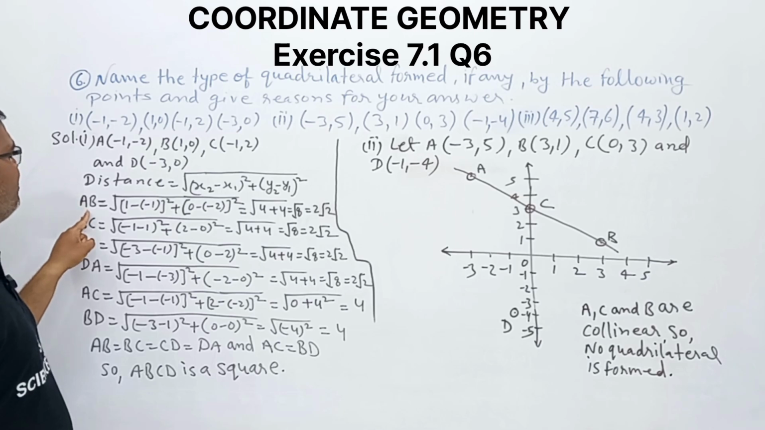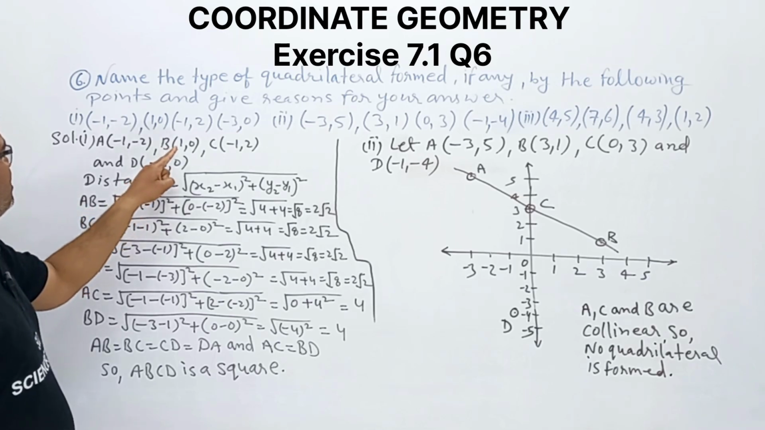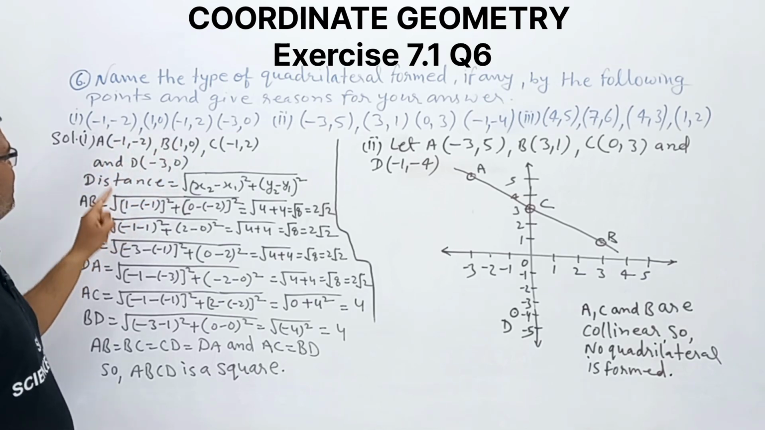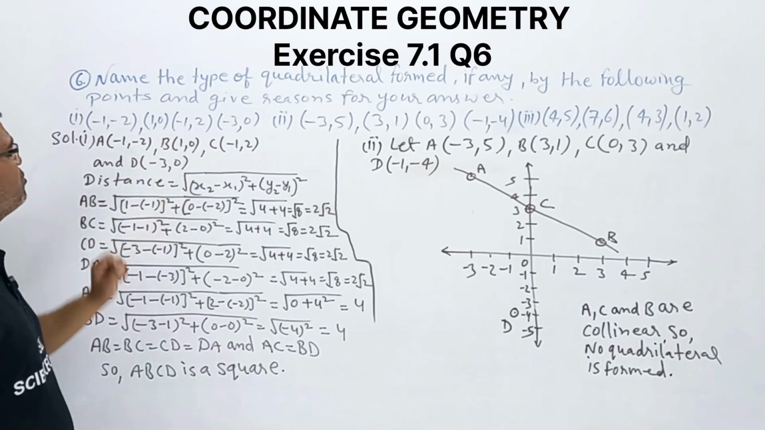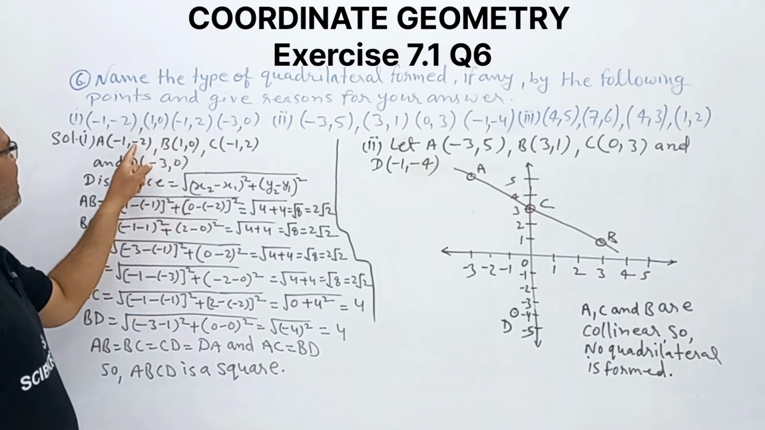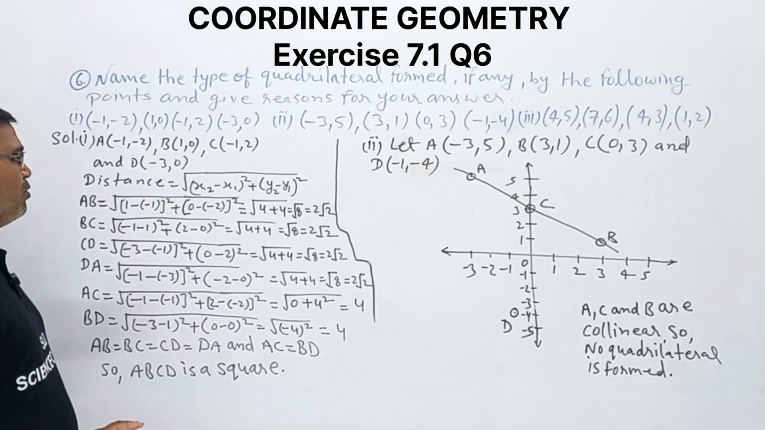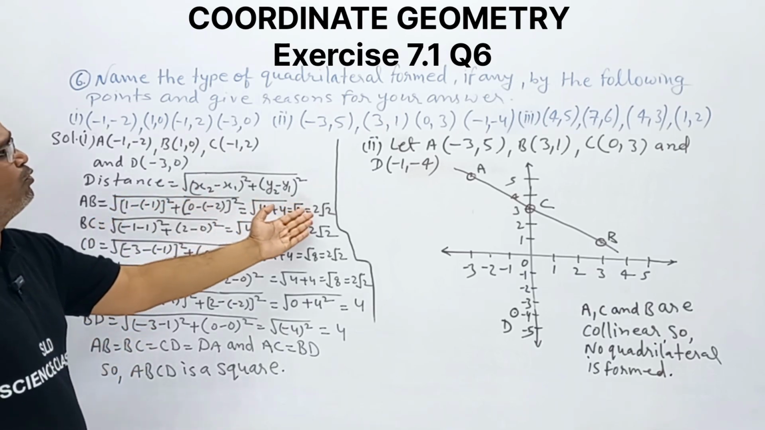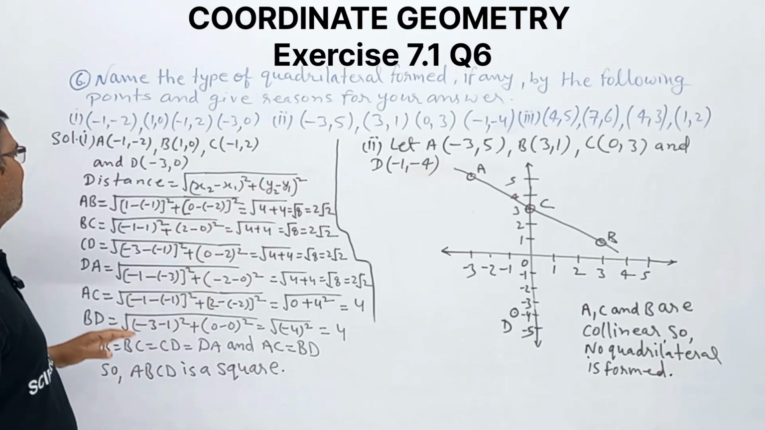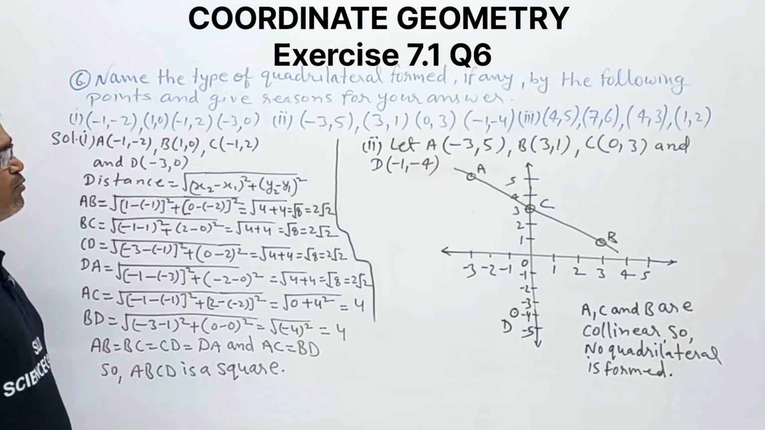So AB will be the square root of (x2 minus x1), that is (1 minus (-1)) whole square plus (y2 minus y1) whole square, and once solved we are getting 2 square root of 2. Similarly, we find BC, CD and DA, and we get all sides equal.